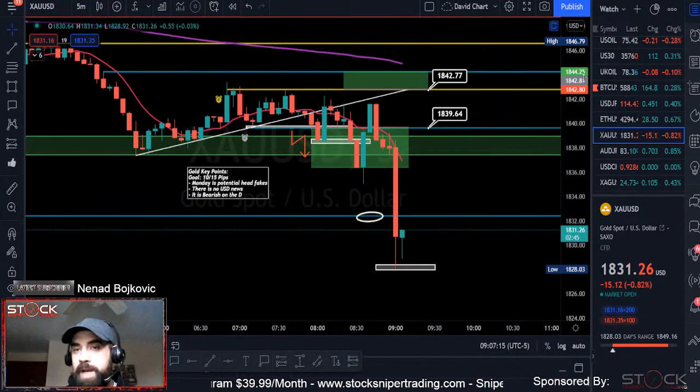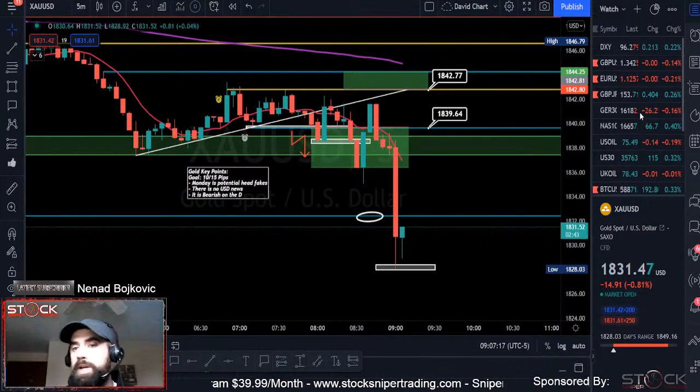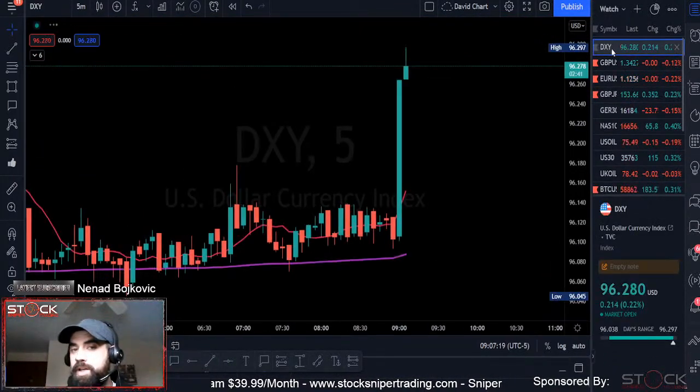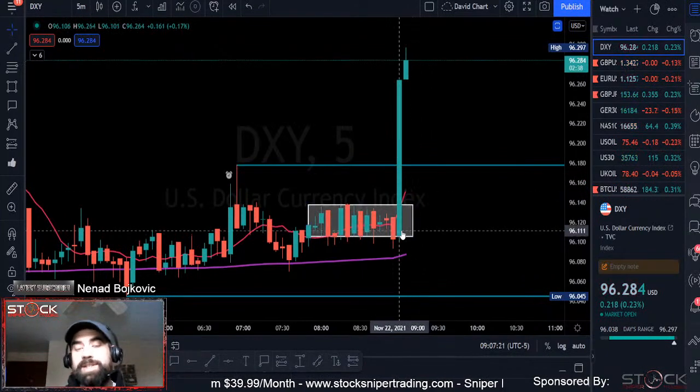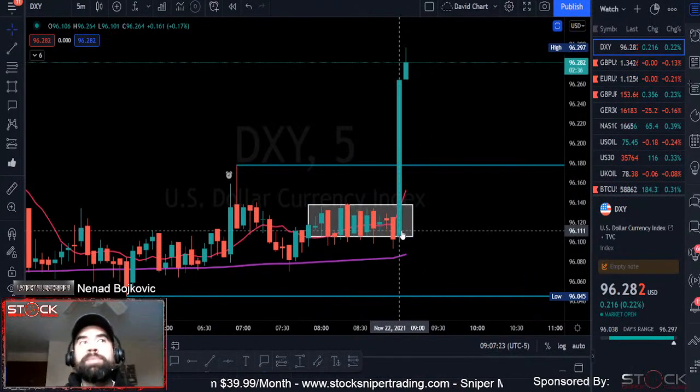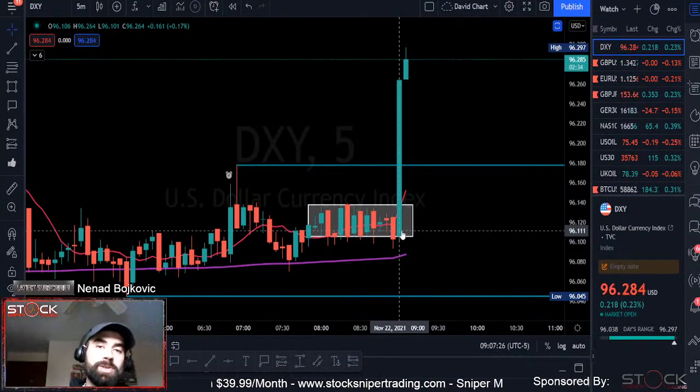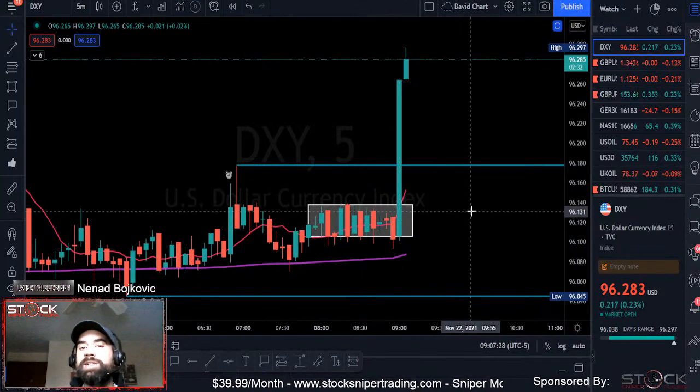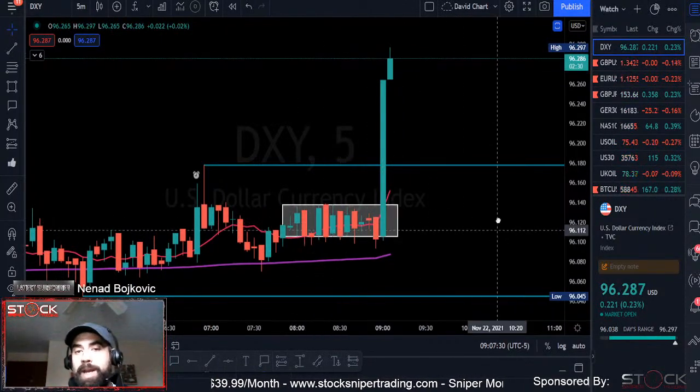So let's see what happened to the DXY. Guys, it just takes a little patience. Okay. Whoa. Look at this, guys. This is the trap in the gap. Please look at this. This is so sexy. I can't even begin to say this. You trap it. Okay. You're waiting for the overall move.